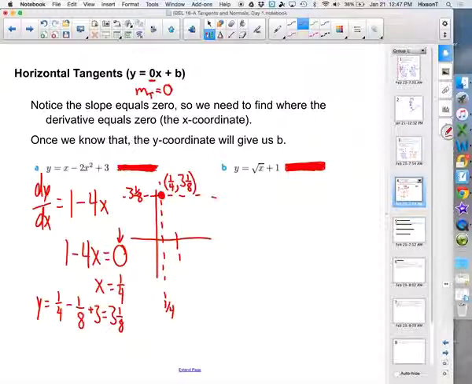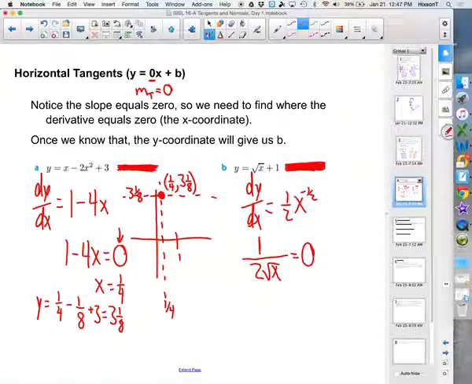This one here, dy dx, what did we say that one was? That was 1/2 x to the negative 1/2. Okay. So we need to get that equal to 0. So this is where actually simplifying that might be helpful. It's 1 over 2 root x equals 0. Okay? So question, when is 1 over 2 root x going to equal 0?